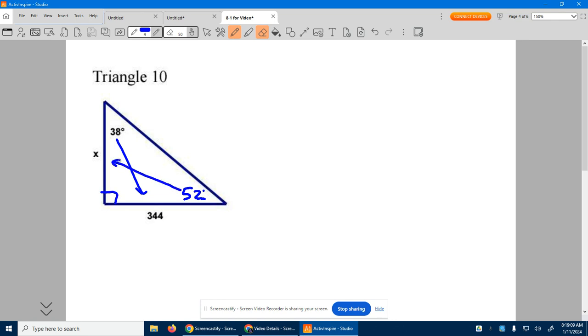So across from a 52 should be larger. So x should be bigger than 344. We know our answer is going to be bigger than 344. If it's not, then we've messed up. All right, I just want to point that out before we begin.